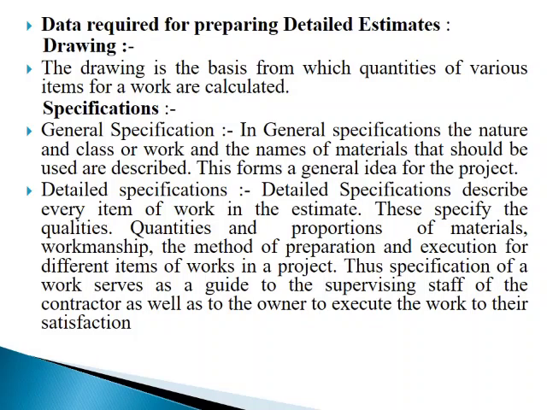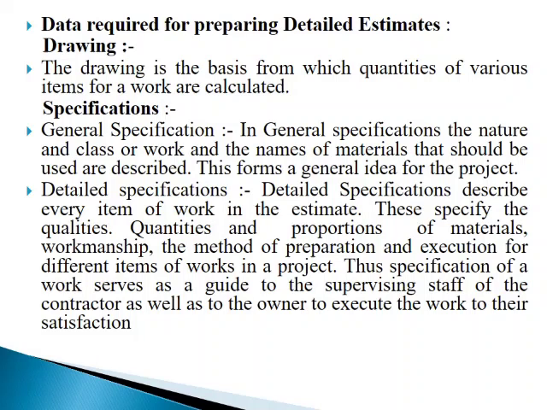First is the drawing. The drawing is the basic form from which quantities of various items are worked out. Next, in the general specifications, the nature and class of work and the names of materials that should be used are described. This gives a general idea of the project.